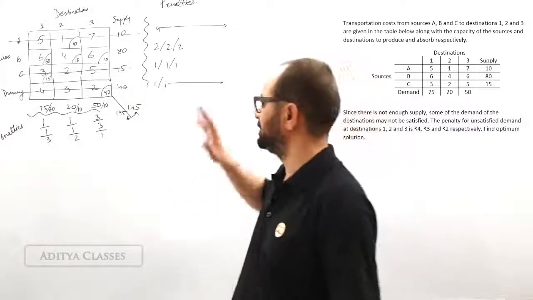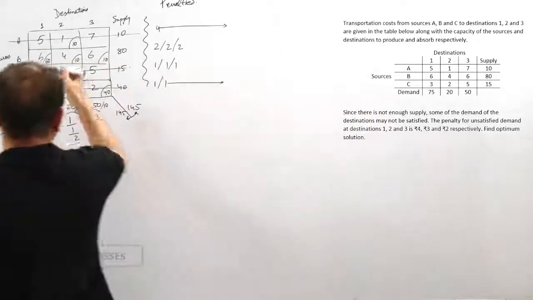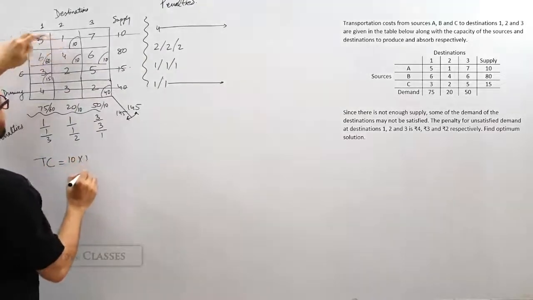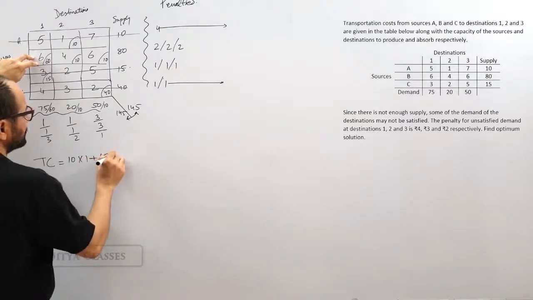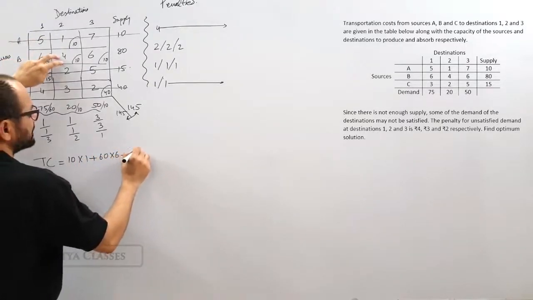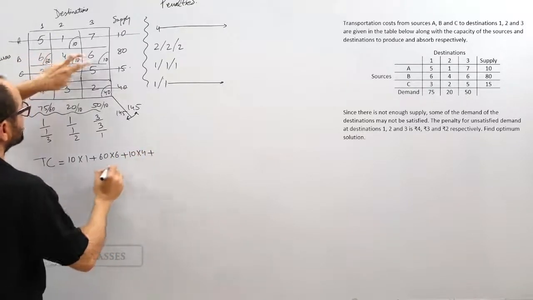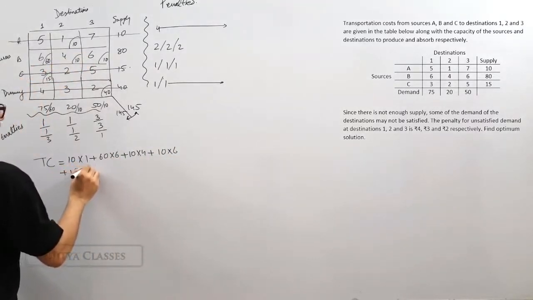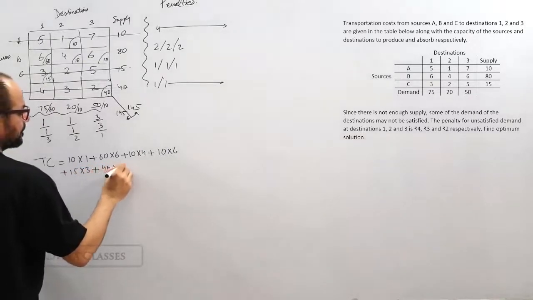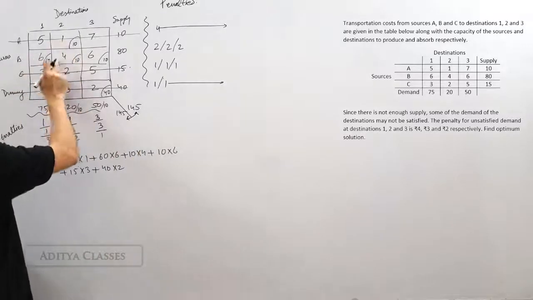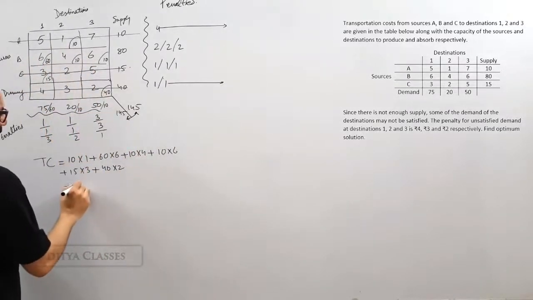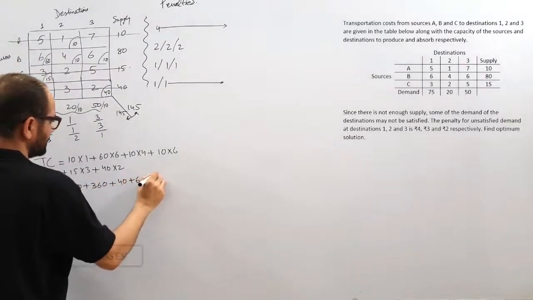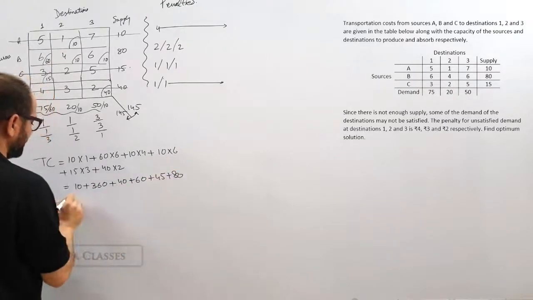Now let us quickly check if it is an optimal solution also. What is the total cost? If we were to find out at this point of time, total cost would be 10 into 1 plus 60 into 6 plus 10 into 4 plus 10 into 6 plus 15 into 3 plus 40 into 2. 1, 2, 3, 4, 5, 6. All done. Making it a 10, 360, 40, 60, 45 and 80. How much is this?